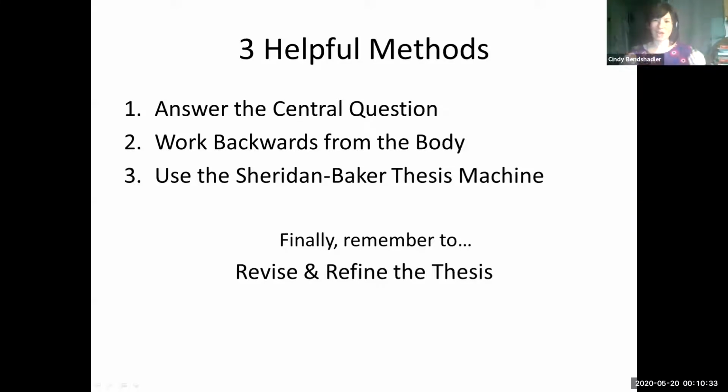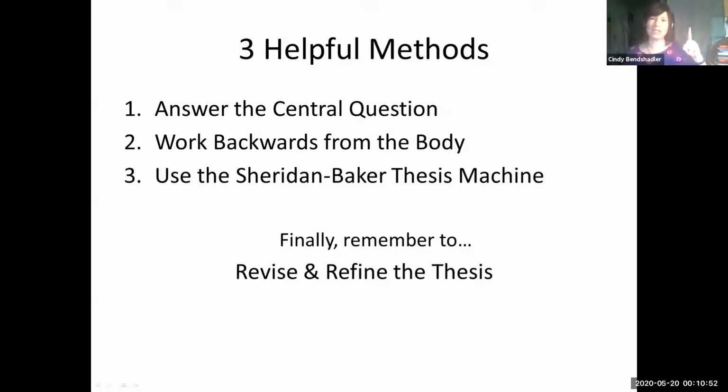However, as often is the case, even though the thesis is the heart and soul of your paper, or the brains of your paper, sometimes you're not going to write it from the very beginning. You're going to write your way backwards. So I wanted to talk about 3 helpful methods of thesis development.